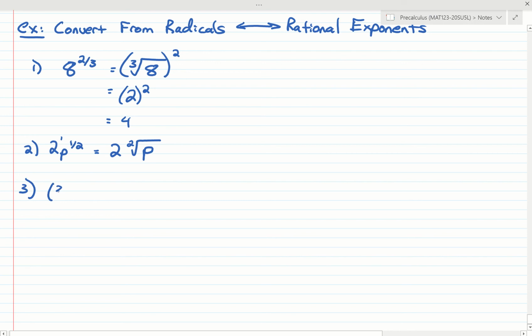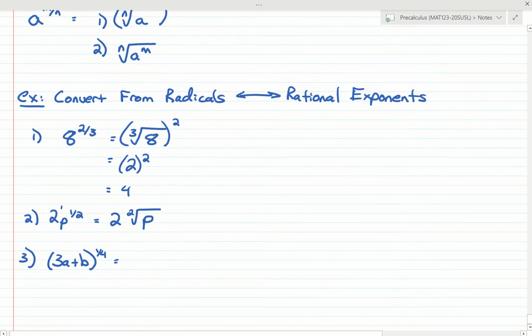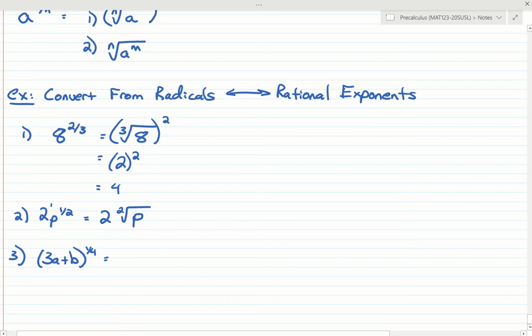What about if we had 3a plus b to the 1/4 power? Well, the rule is what it is, right? It says that anything to a fractional power means we're going to take the 4th root of whatever's on the inside, all to the first power, right? So math is all about rules. If you follow the rules, you'll get the right answer.